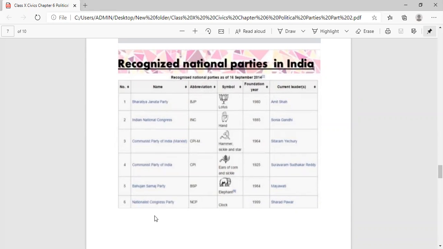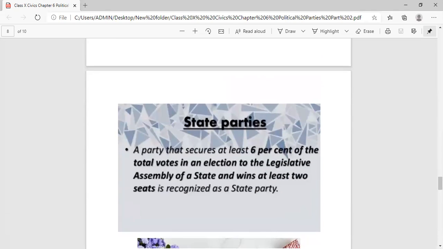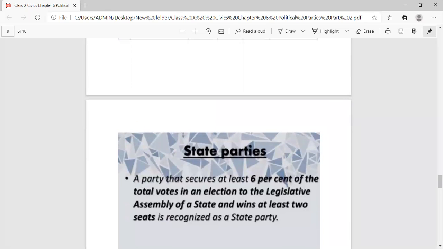The seventh party, which was included recently, is All India Trinamool Congress. So All India Trinamool Congress is also recognized as a national party. It is not a regional party, it is a national party. So currently we have 7 national parties. That's all about the national parties. As I said, you need to remember all the names of the national parties as well as the symbols. Now let's move on to the next topic, explaining about state parties.